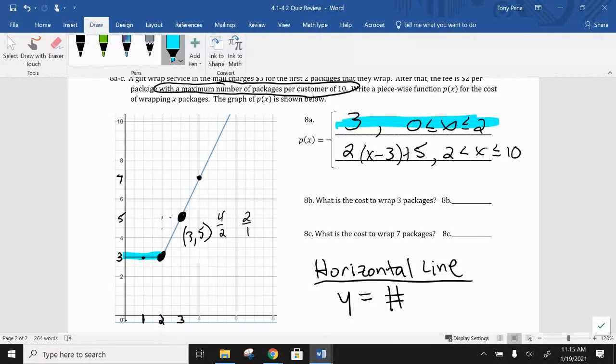The next two, I don't think we need to talk about it before I have you try it. Do 8B and 8C. So how much does it cost for 3 packages? How much would it cost for 7 packages? One of them should be very easy. The other one you might have to do just a little bit of work or thinking.